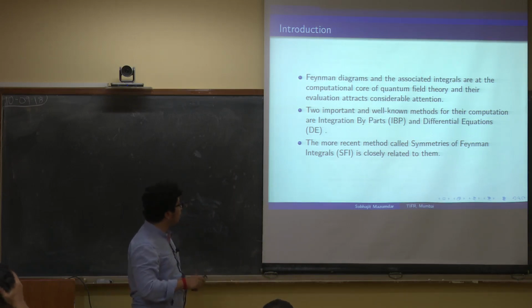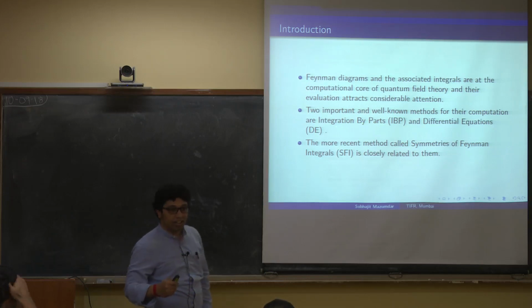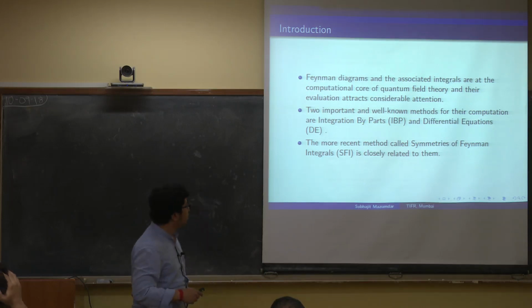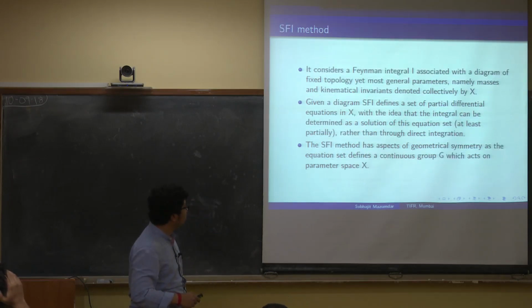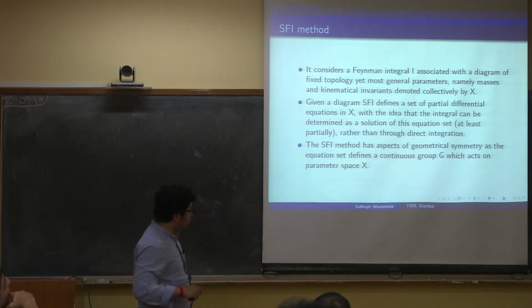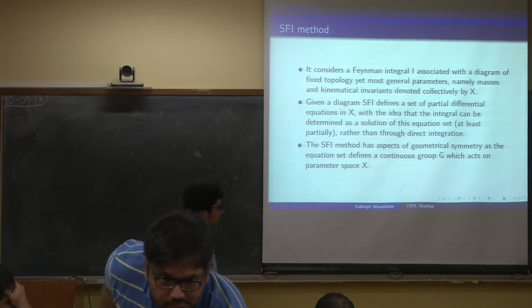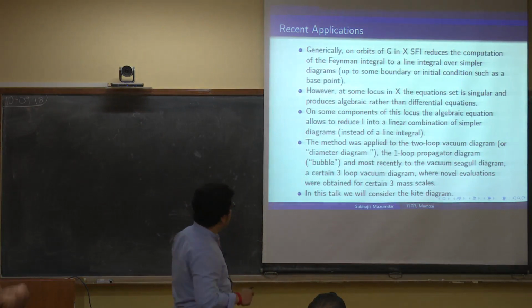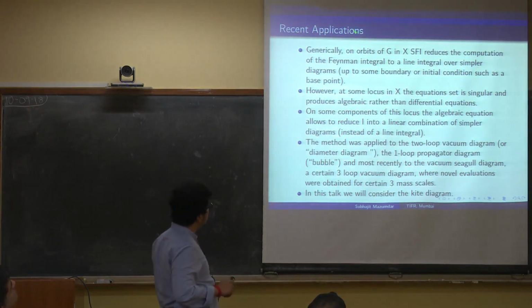For example, integration by parts and these are very old techniques used for QED propagators and many things, Smirnov and these people. This SFI method has some geometrical symmetries, and it defines a continuous group G which acts on its parameter space. Generically, the symmetries of Feynman integrals reduce a Feynman integral to a line integral over simpler diagrams, up to some initial conditions and so on.